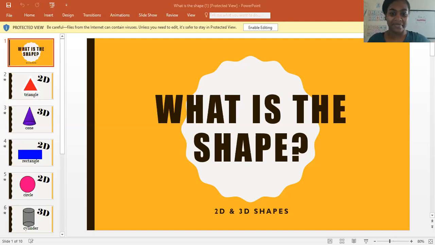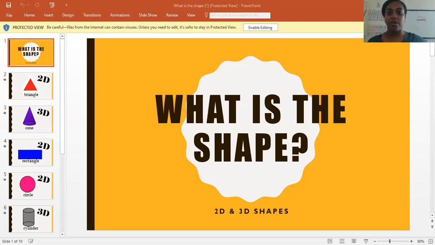All right. What is this? What shape is it? 3, 2, 1. Cube. Excellent. Now, is this a 2D shape or a 3D shape? Is it flat or is it solid? 3D, it is a solid shape. If I had it in my hand, I could not squish it at all.